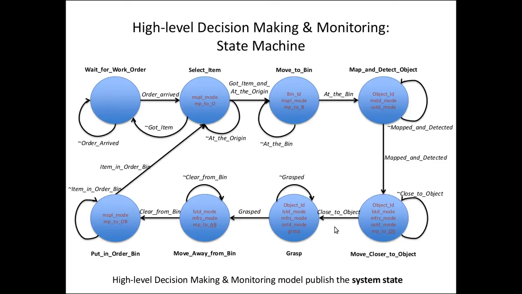And again, in this state where I'm grasping the object, because I'm very close to the object at this moment, I also keep the mapper in the freeze mode. And once again, after grasping the object, when I move the arm away from the bin, I'm still using this map because it's the freshest version of the bin.